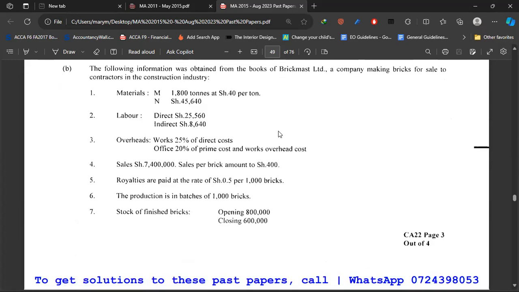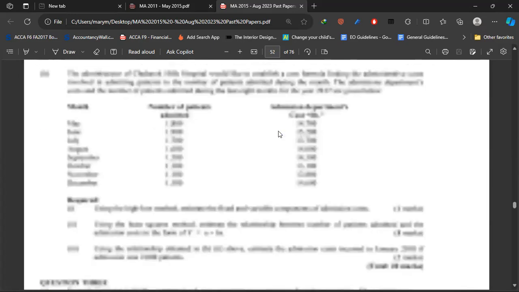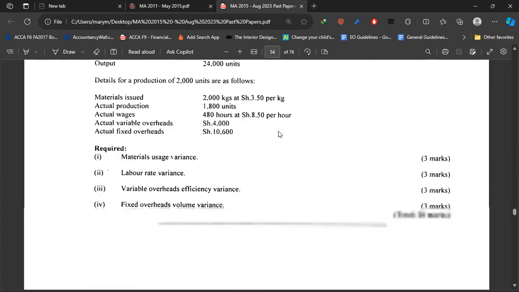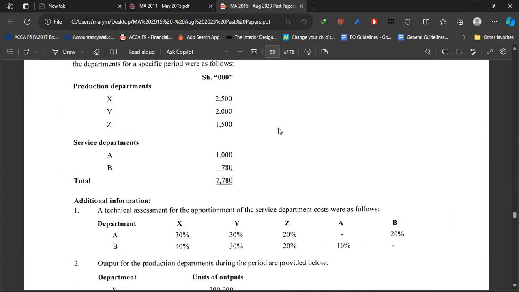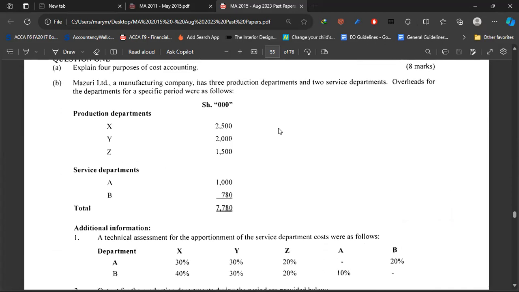variance analysis. For example, the set-up of a question which was tested last semester. The question is here with us, by the way. Someone to read for us, please, before I give you a clue of what we are supposed to be doing.